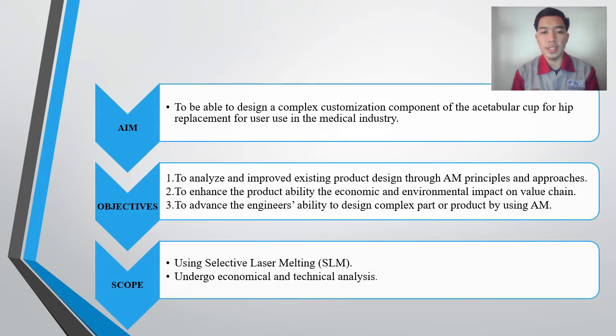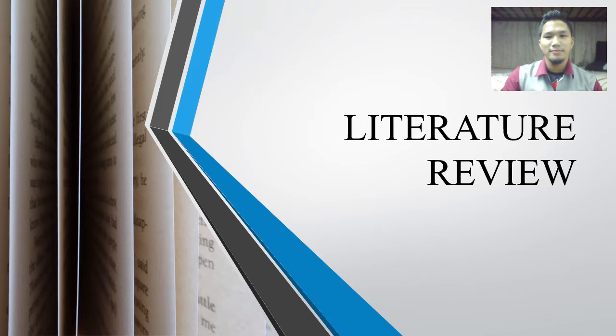First is to analyze and improve existing product design through AM principle and approach. Second, to enhance the product ability, the economic environmental impact on value chain, and third is to advance the engineer's ability to design complex parts or product by using AM. Our scope in this project is using selective laser melting (SLM) and undergo economical and technical analysis. Now, we continue with literature review.